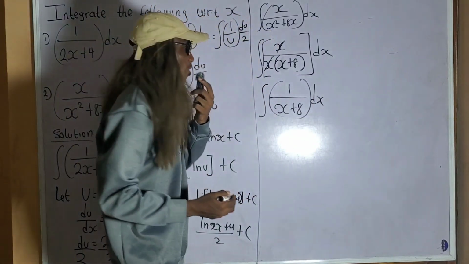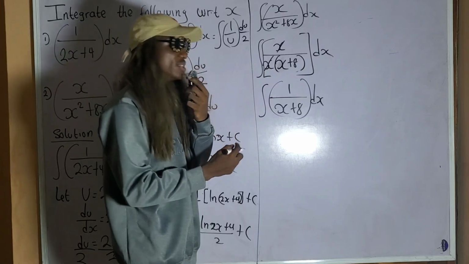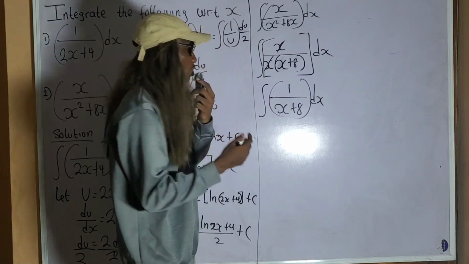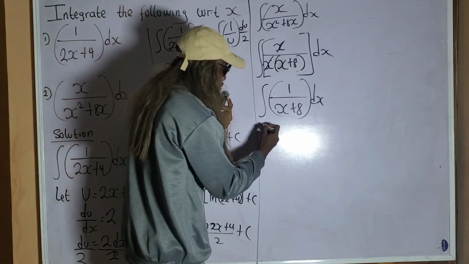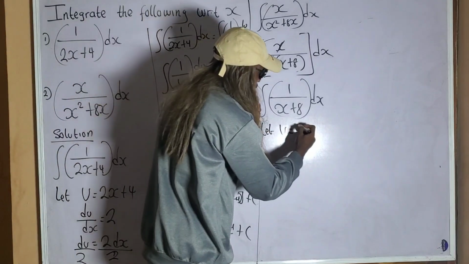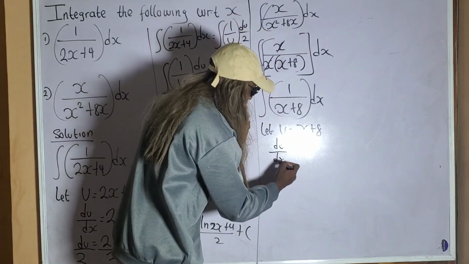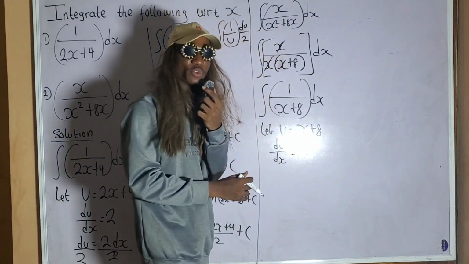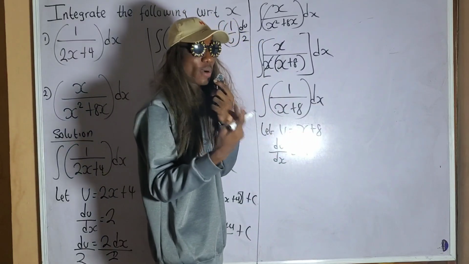Okay. Now we can make use of U substitution method to integrate this function. The first step is that you have to set u equals to the function at the denominator. Do you get it? So I'm going to have let u equals to x plus 8, right? du all over dx is equals to 1, right? Because if you differentiate x, you're going to have 1. If you differentiate 8, you're going to have 0. 1 plus 0 is 1.